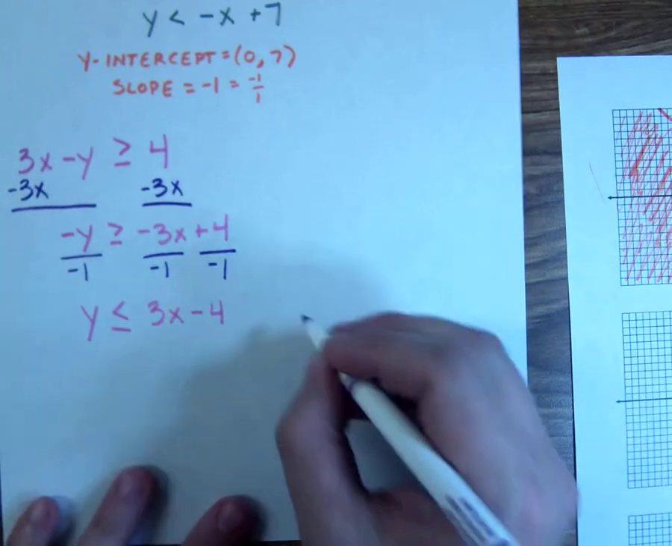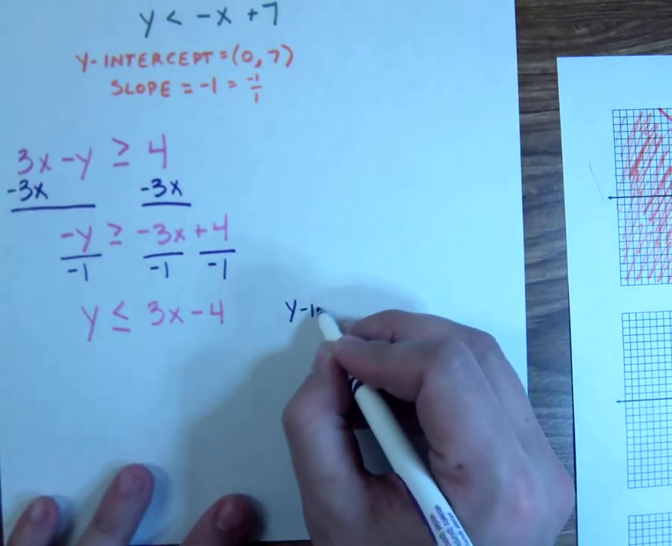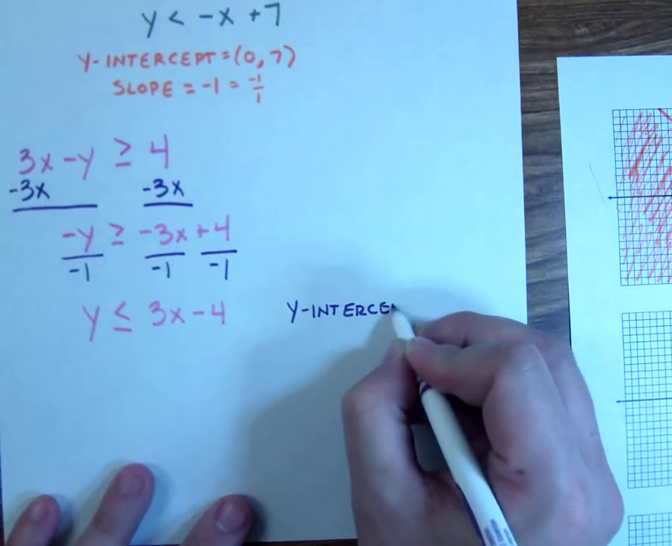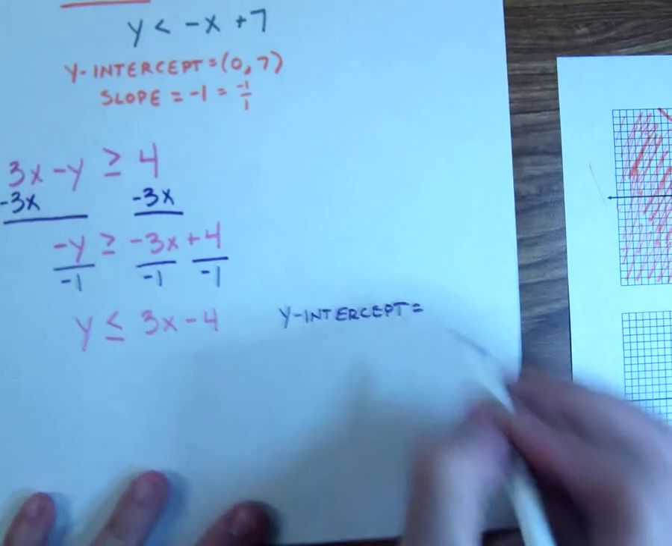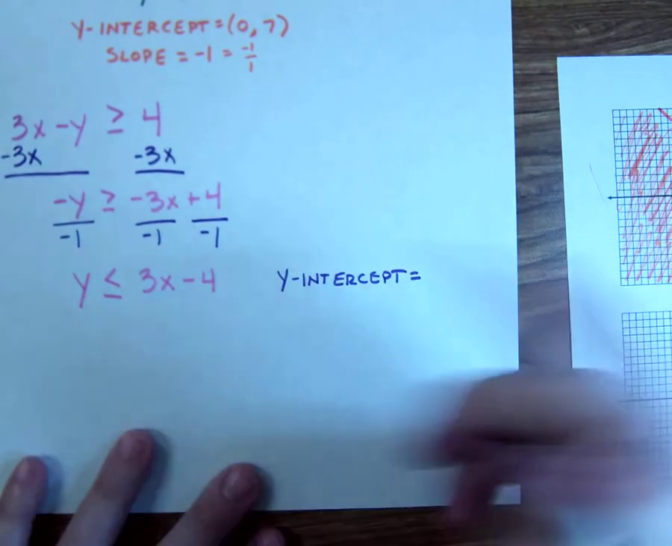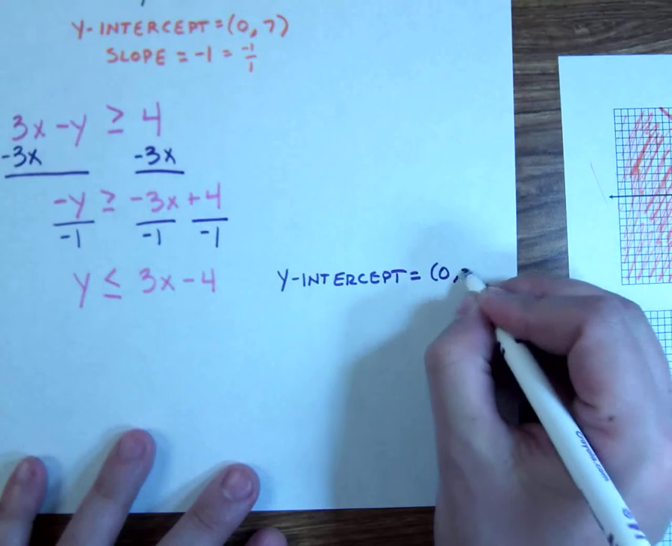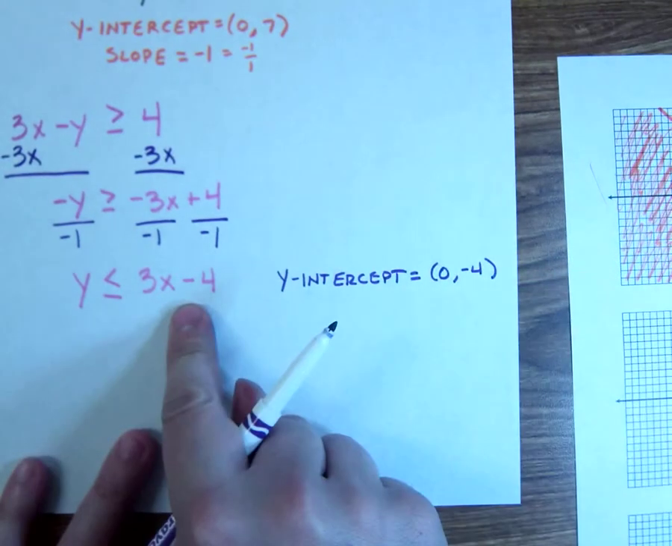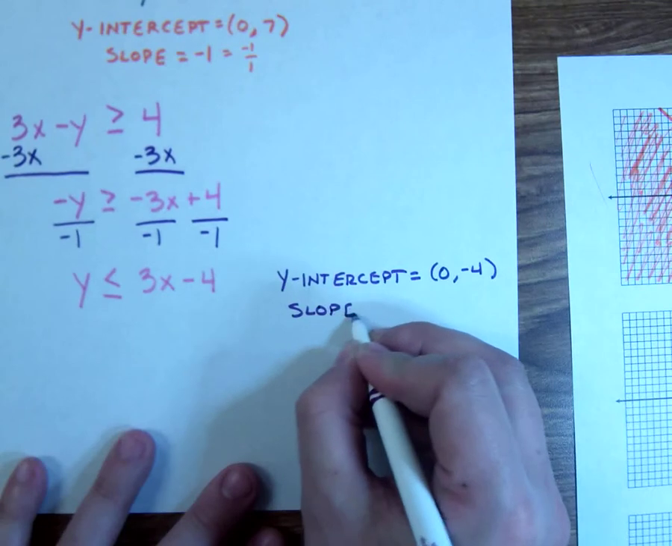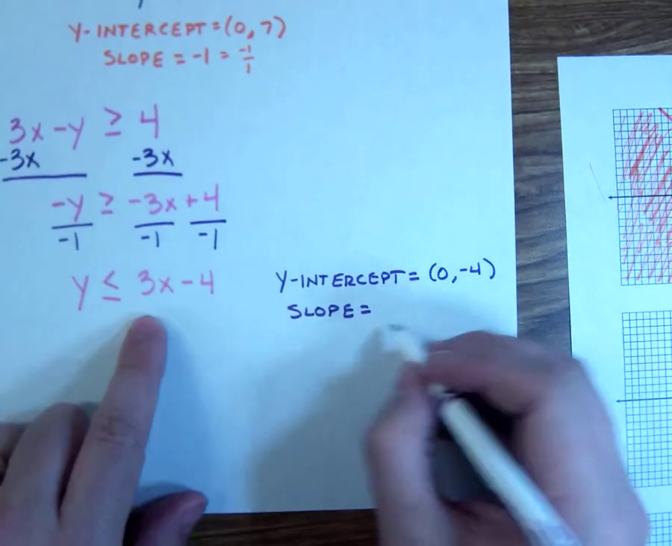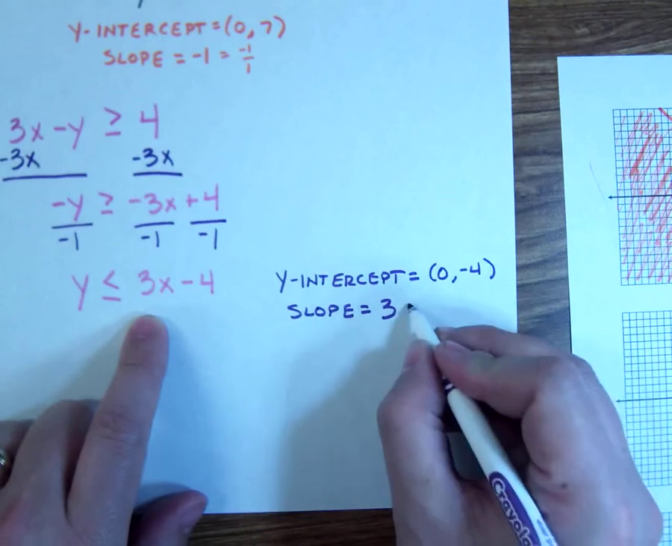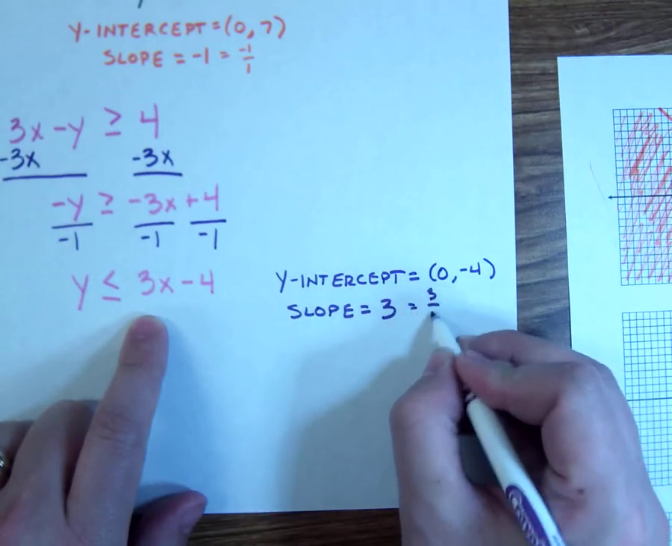I'm rambling. So now that I have this in slope-intercept form, what's the y-intercept? 3x minus 4. That's the whole equation. What's the y-intercept? Negative 4. 0, negative 4. How do you tell that? It's always the number on the end. The number in front of the x is the slope. What's the slope here? 3. We want the slope to be a fraction, so we have the rise over run. So we'll write 3 as 3 over 1.